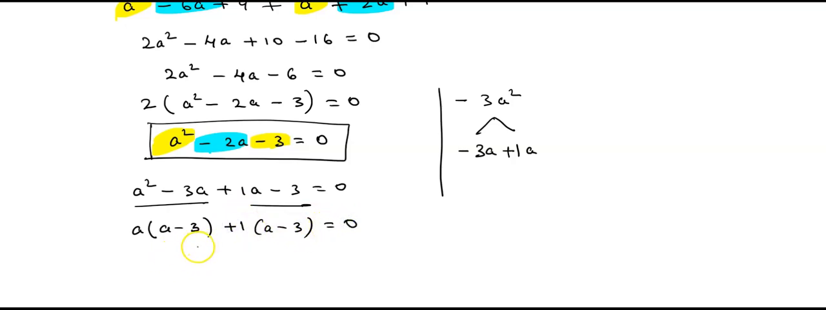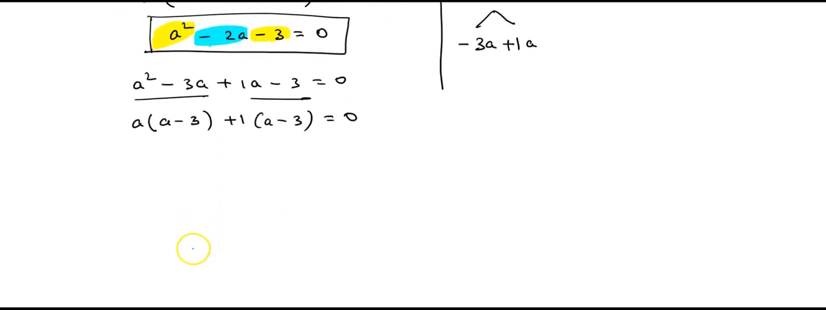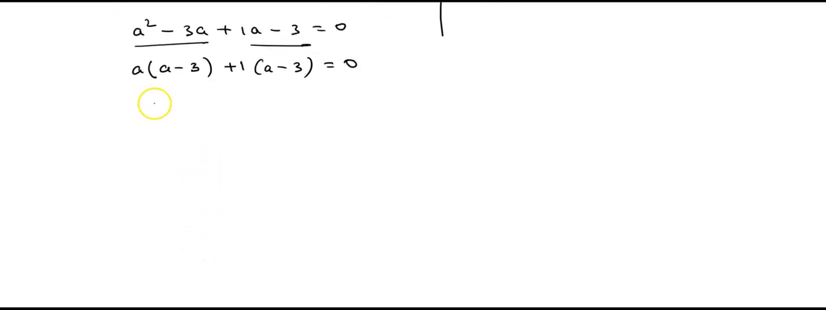Then what is the outside term? a plus 1. What is the inside term? a minus 3, that is equal to 0. Therefore a plus 1 is equal to 0.